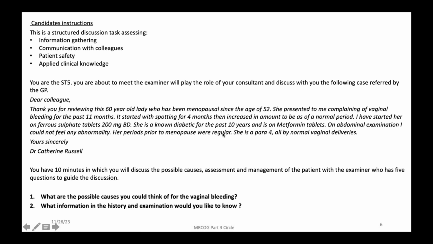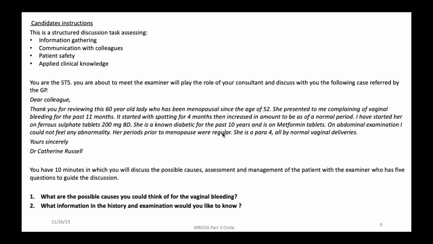Now, my second question, and that's a continuation to the answer of the first question, is what information in the history and examination would you like to know? So here you're just going to imagine that you're in gynae clinic, the patient came in, referred by the GP, you read the letter, you now know it's a case of postmenopausal bleeding. Now, what are you going to ask in the history and what examination are you going to do during that consultation?